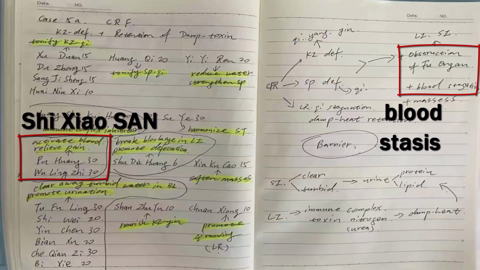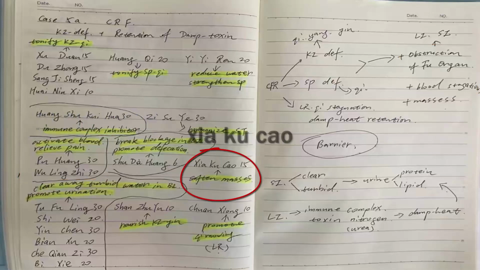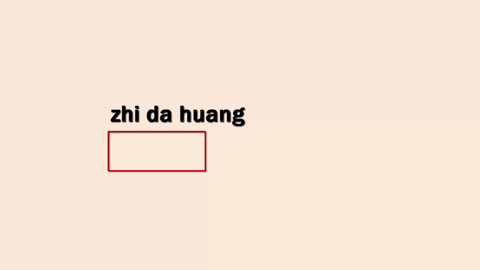And also we have to use one herb, 夏枯草, to soften the masses. This is a combination of activating blood. And 熟大黄. 大黄 is really important herb used in nephrology. So it will break the blockage in large intestine, promote defecation. So we have mentioned in pathogenesis a lot.